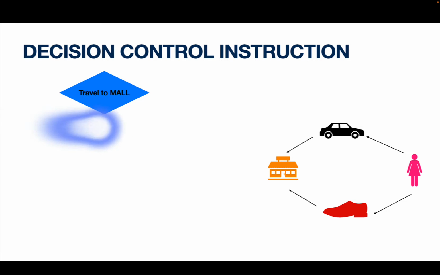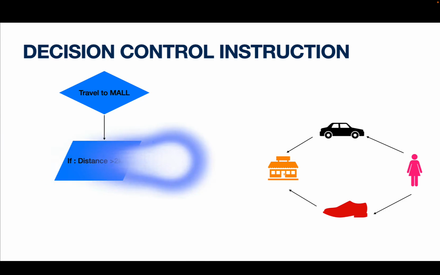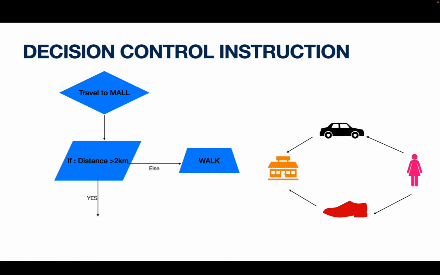So assume you have to go to a mall. So how you will go? So basically you will calculate, okay, if the distance is greater than 2 kilometers, then I'll take a car, else I'll walk. So if you can see in the diagram also, that's what we are doing.